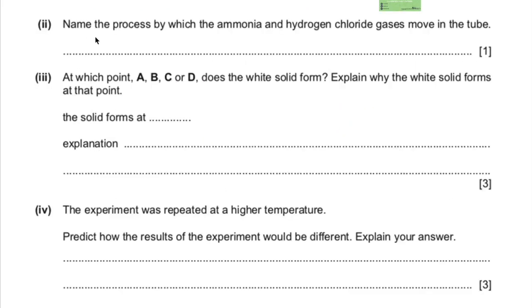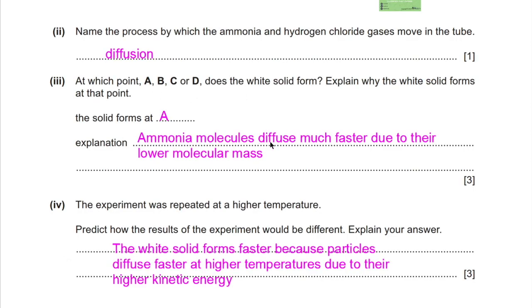There are more questions. They said name the process, so the name is diffusion. Then they've said where will they meet? They meet up at A. Reason, this is because ammonia diffuses faster, or you could say hydrochloric acid, HCl, diffuses slowly. It has to do with their mass. Finally, they said predict the results.